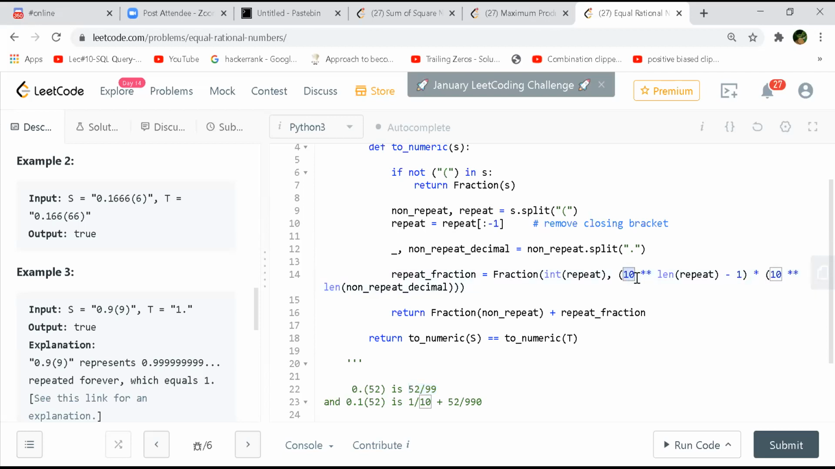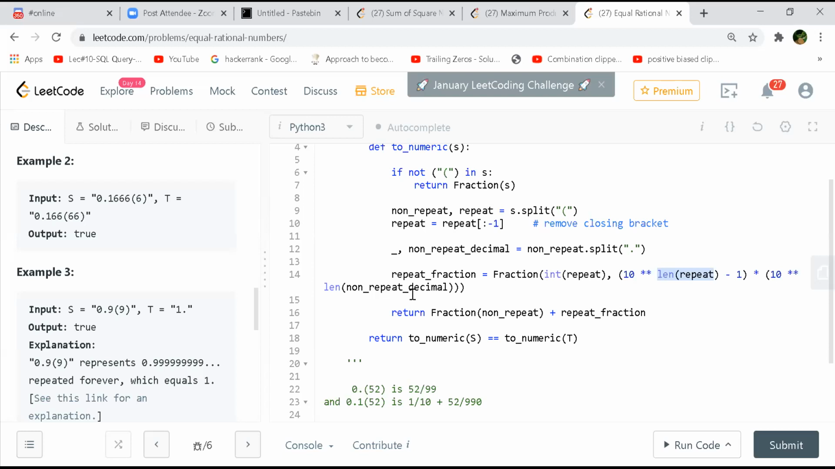What they are doing is 10 raised to the power of the length of the repeat, minus one. If it is an integer, that's not a problem in that case. And the second part is 10 raised to the power of the non-repeated decimal length. If you look at the first one, 10 raised to the power of repeat, the repeat is 52, so the repeat size is 2. So 10 raised to 2 is 100, minus 1 is 99.